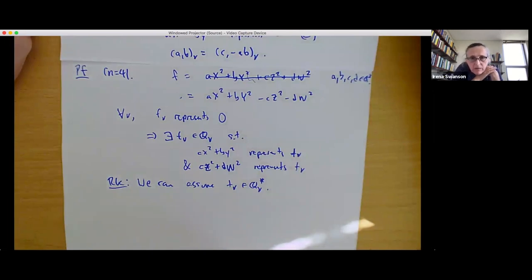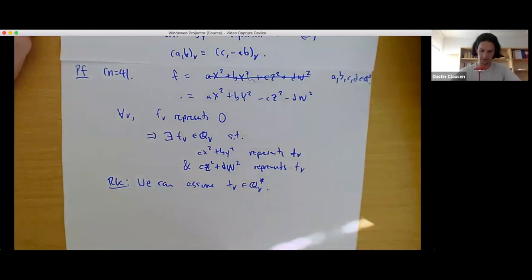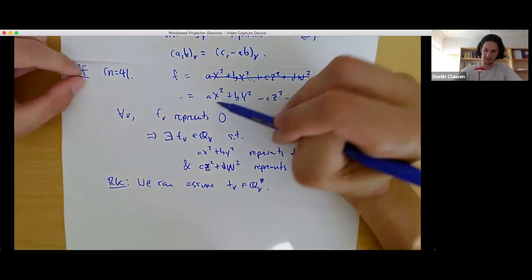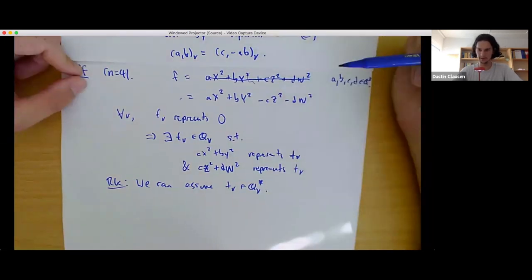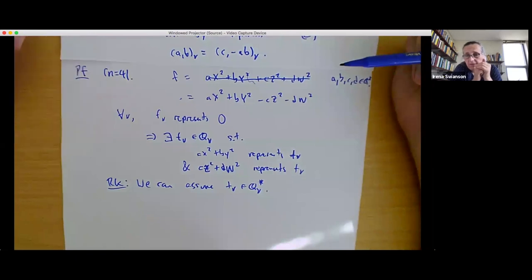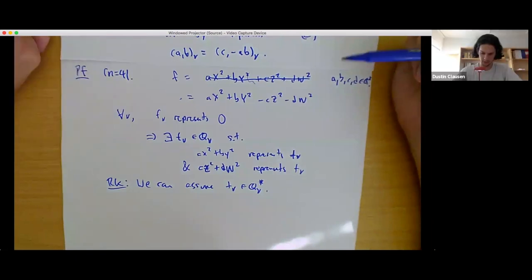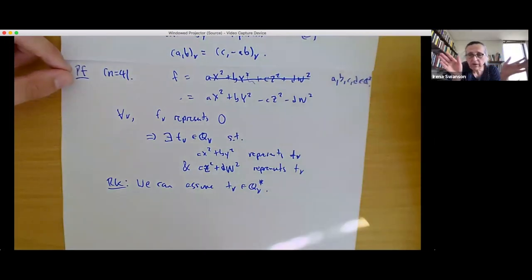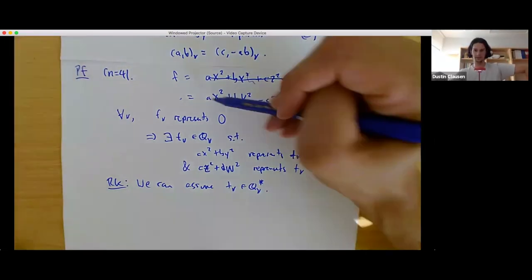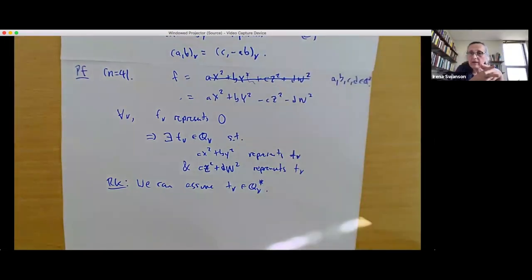Right, but you are omitting some of the summands in F nu when you say that CX squared plus BY squared represents F nu. Well, this representing zero is the same thing as saying AX squared plus BY squared equals CZ squared plus DW squared, right? But that's not F nu. No, that's not F. So F is that polynomial with four terms, right? Yes, this one. F nu also has four terms, but now you're just cutting F nu in half.